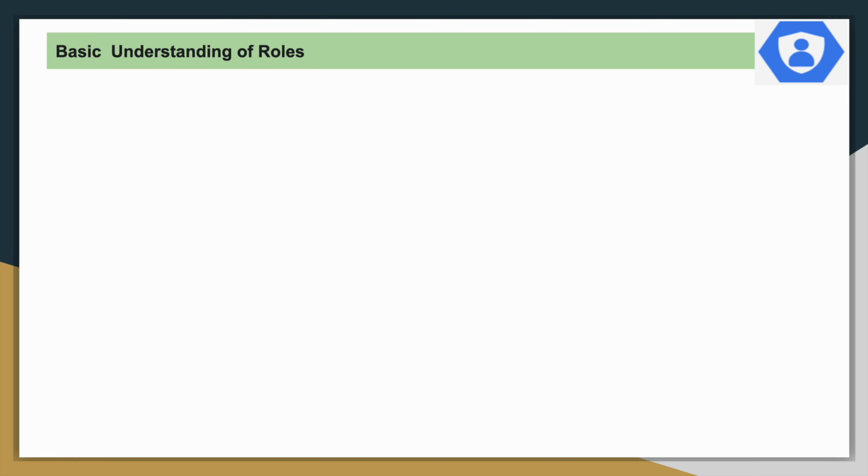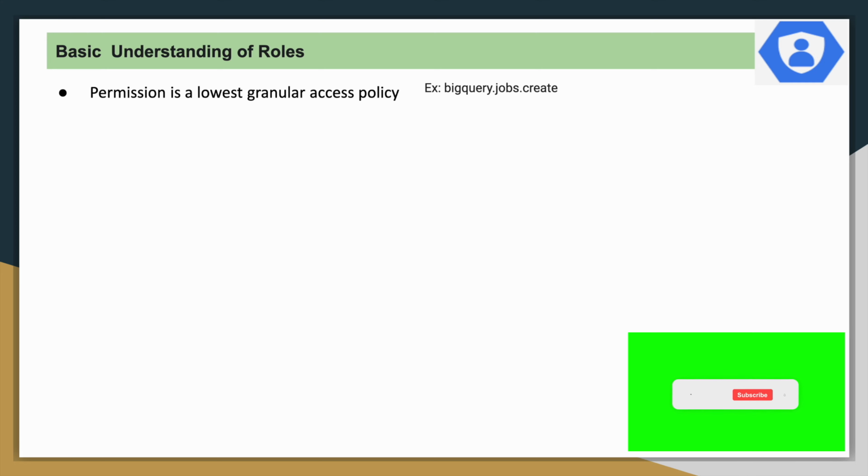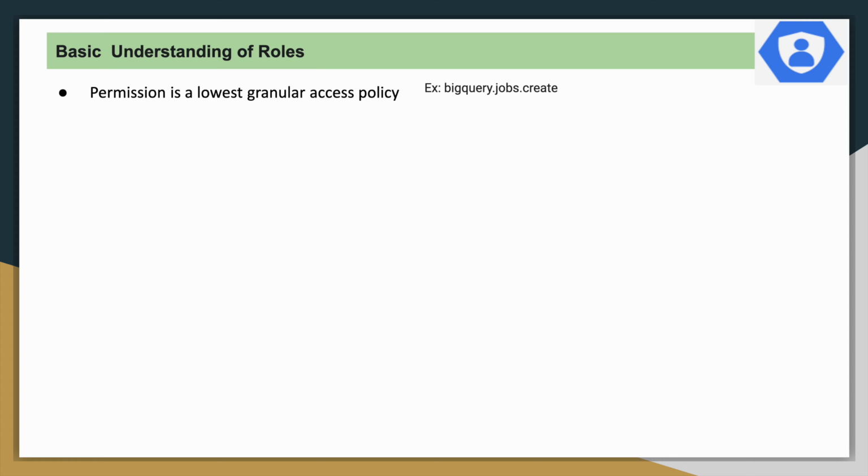Before we understand roles, we'll try to understand permissions. A permission is the most granular access policy to access a Google Cloud resource. An example is an individual permission to run your BigQuery jobs. In most scenarios, having only an individual permission is not enough to accomplish a certain task. In such cases, you will have to group related IAM permissions to accomplish that task. We call that group of permissions a role.